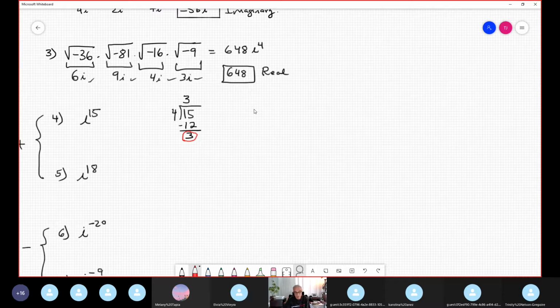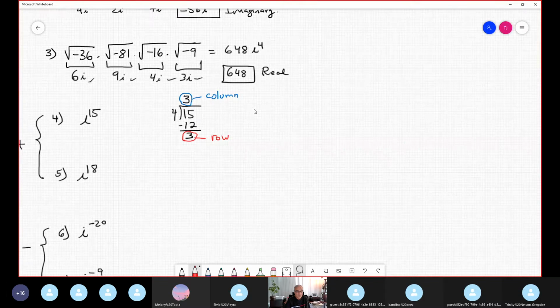This 3, the blue 3, indicates what group, what column. You are in the column 3 of the pattern. And the important information is the row. What row? This is the row, and the row is 3. So this is equivalent to saying i cubed. Yeah, I know that i cubed is negative i. Done. Final answer. Super.